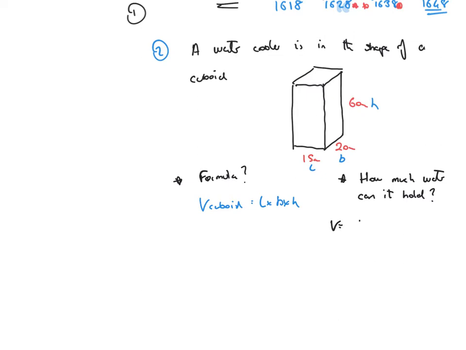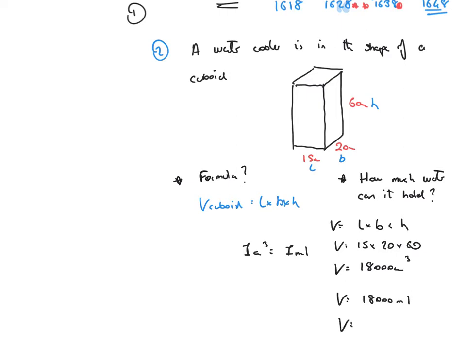Okay, so let's use that formula then. Length times breadth times height. So that's 15 times 20 times 60, and we can enter that into the calculator. Okay, and that will give me 18,000 cubic centimetres. Now you can get 1 millilitre from 1 cubic centimetre, so that would be 18,000 millilitres, and then there's 1,000 millilitres in a litre, so that would be 18 litres.